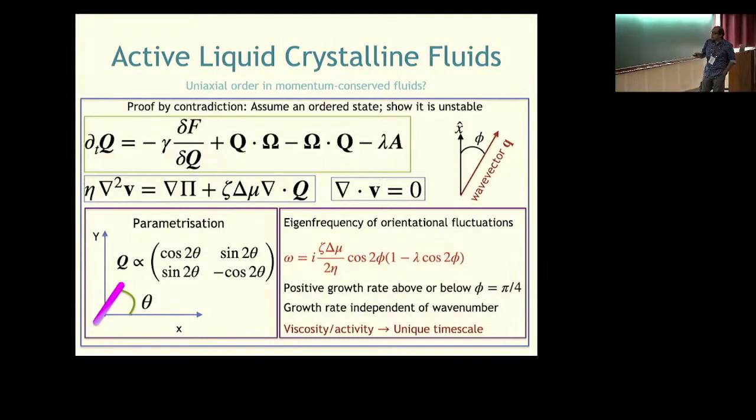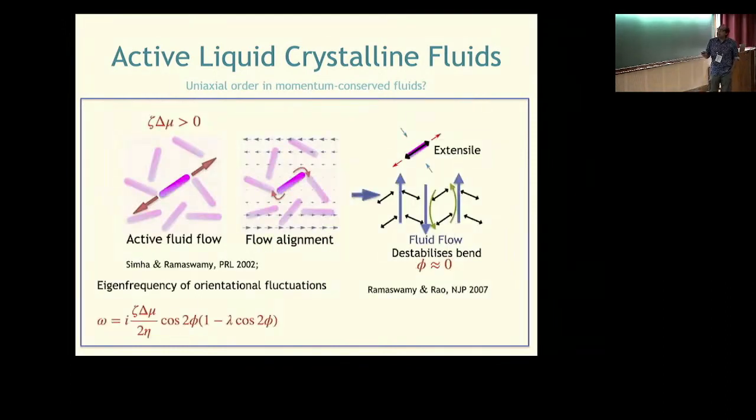And throughout the talk, you should keep track of these angular factors. Phi is, throughout the talk, the angle between the wave vector direction and the direction of ordering. And you can see from the first part of this angular factor that this vanishes at phi equal to pi by 4, and in fact it goes through a zero at phi equal to pi by 4. What that means is that when you have zeta delta mu greater than 0, that is, you have extensile particles which push fluid out along their long axis, then the aligned state is unstable for perturbations along the ordering direction, that is, for bend perturbations. So this guy is positive.